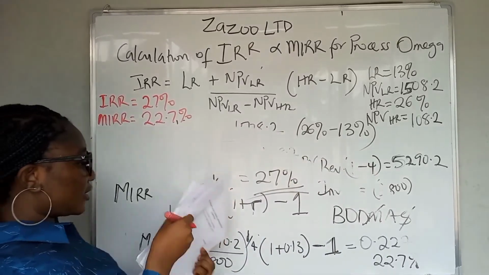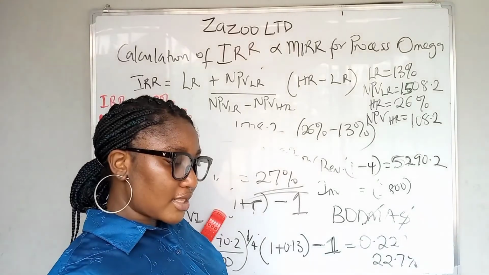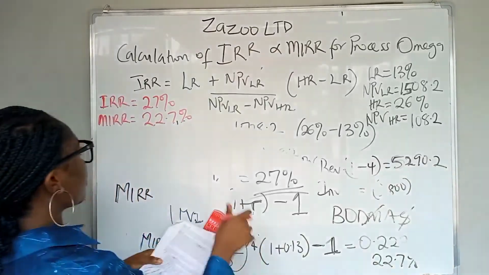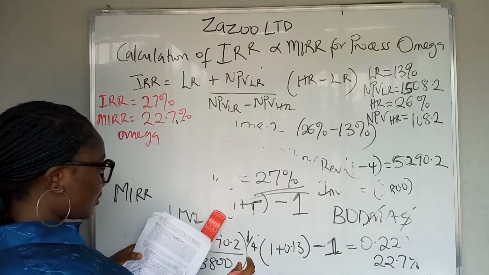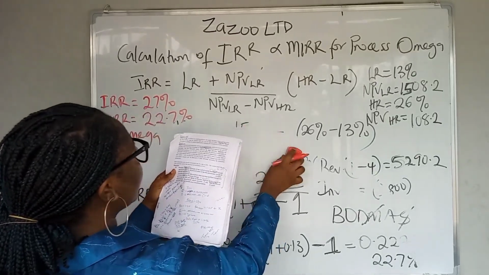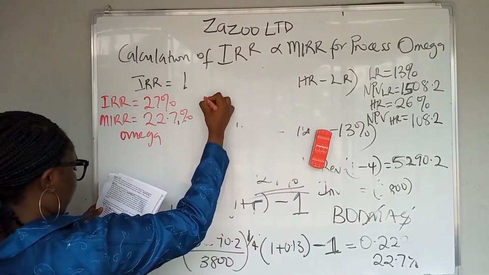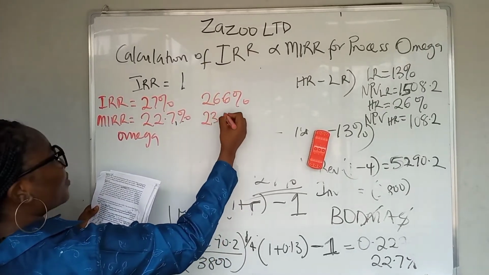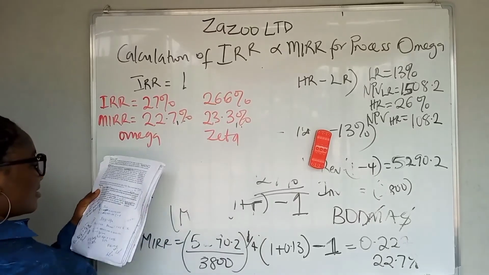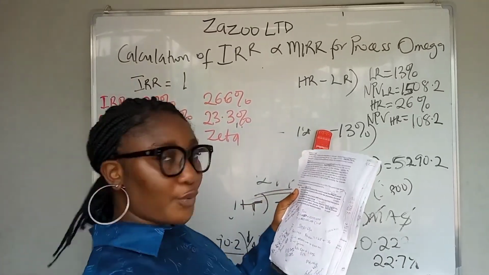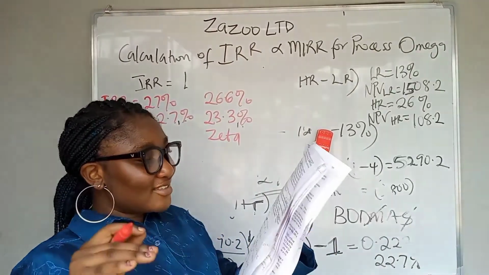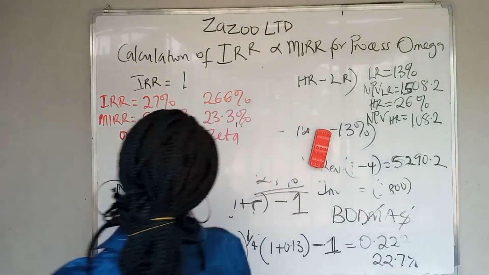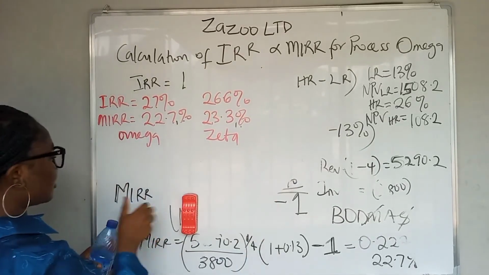They still said something. They said that, given the IRR and MIRR of process zeta, you know this one we just did for process omega. Now they're telling you that for process zeta, the IRR is 26.6% and the MIRR is 23.3%. That's for zeta. See what they said? Recommend which process, if any, Zazu Limited should proceed with, and explain your recommendation. So what do you guys think? Let's evaluate it together.